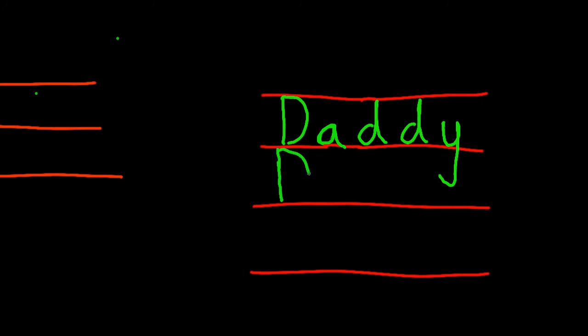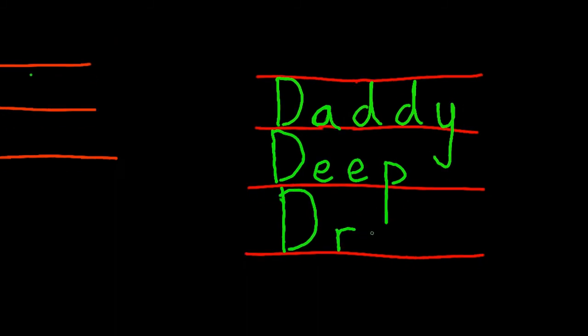Deep. Capital D, E, E, P. Deep. Dry. Today is a dry day. D, R, Y. Dry. Now notice this is when you use a single line spacing.